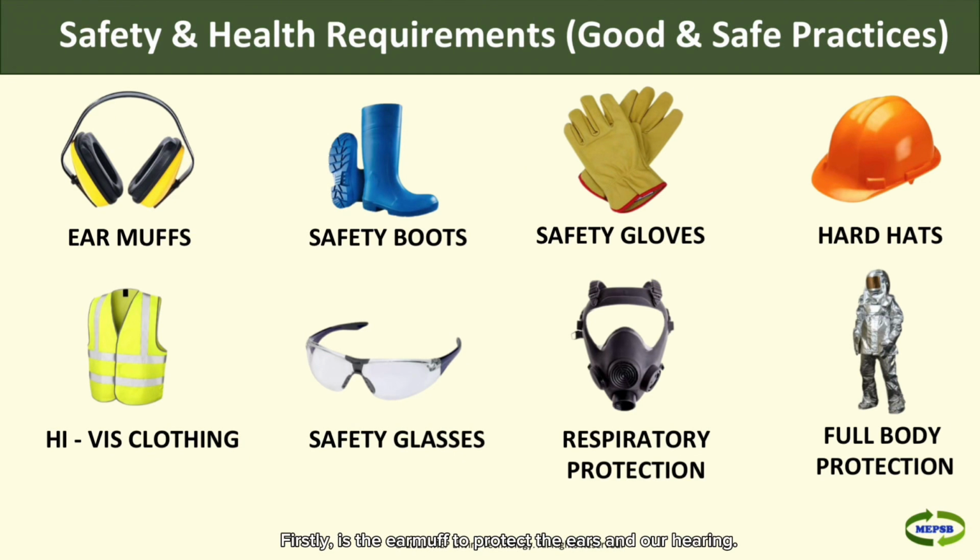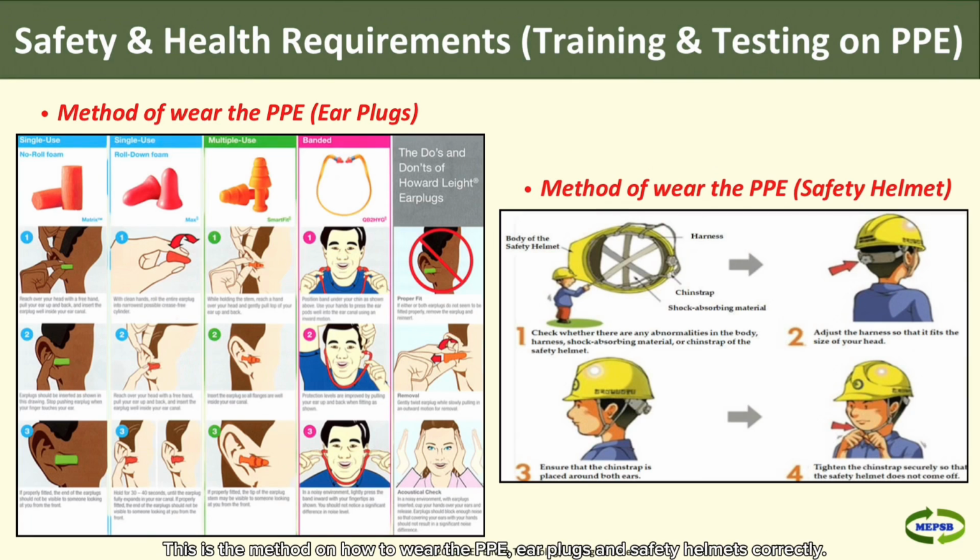Firstly, is the earmuff to protect the ears and our hearing. Next, we have safety boots as leg protection, also safety gloves for hand protection, and hard hats or safety helmets for head protection. Besides, there are safety vests, safety glasses, respirator, and body coverall. This is the method on how to wear the PPE, earplugs, and safety helmets correctly.